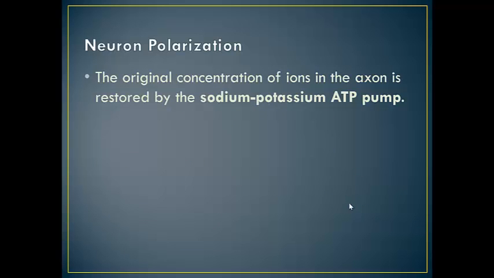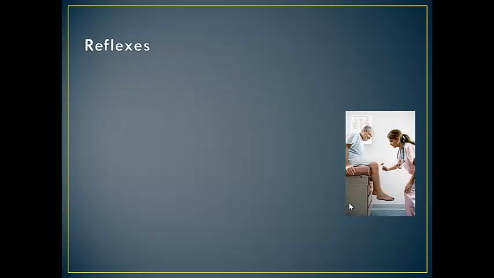Now, in order to get this to actually work, you need to have this thing called a sodium-potassium pump. So this is what allows those ions to go back to their original positions and to restore that electrical gradient. Now, it is an active transport, meaning that it does require ATP. So this sodium-potassium pump requires ATP in order to move the sodium and the potassium back to their original positions.